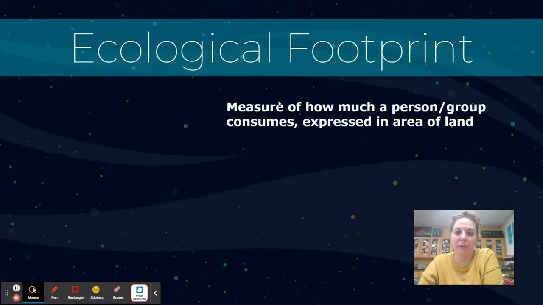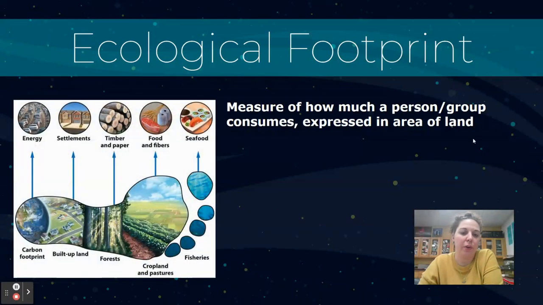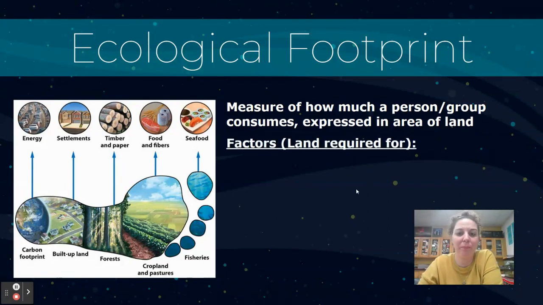So like I said, it's just a measure of how much either a person or a group is going to consume, expressed in area of land. This diagram over here is pretty good because when we say an area of land, you also have to think about the amount of land that's required to grow your food and things like that. So we've got energy that we have to account for, our houses, materials we use, the food we eat. So lots of things go into your ecological footprint.